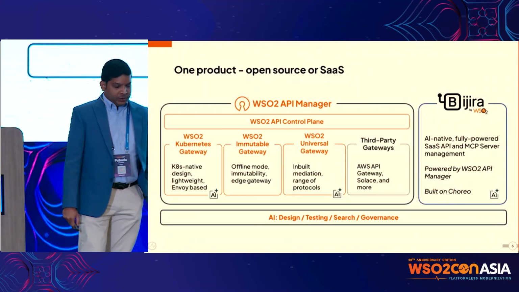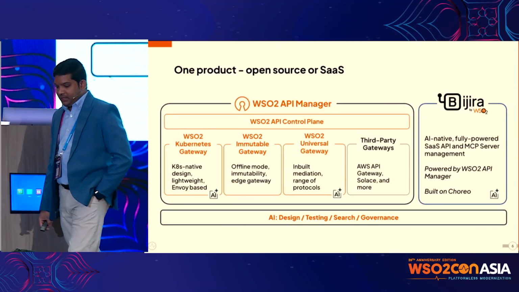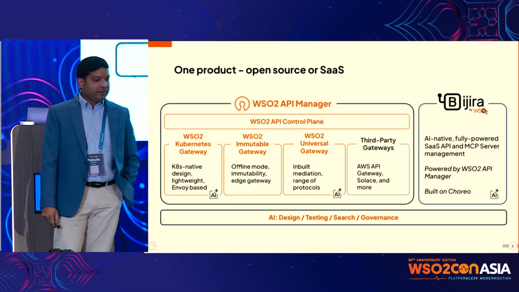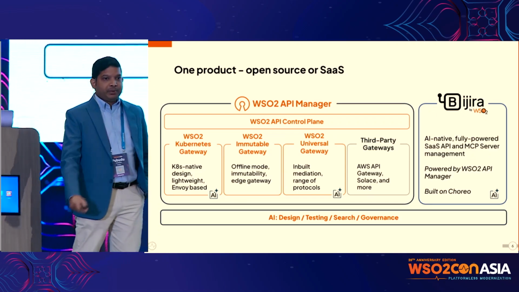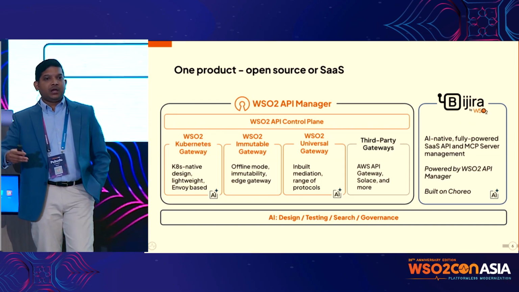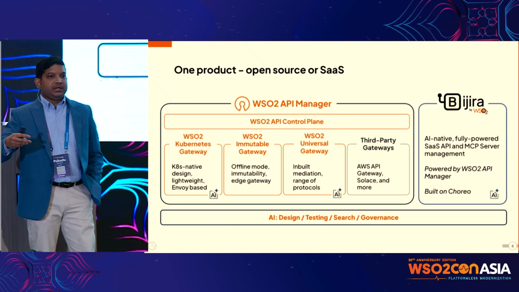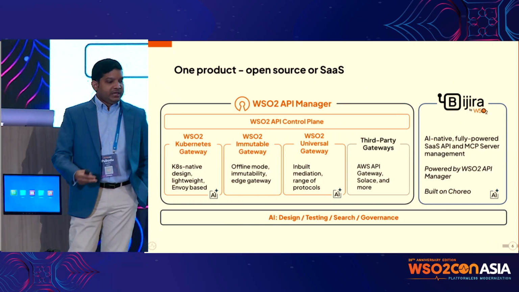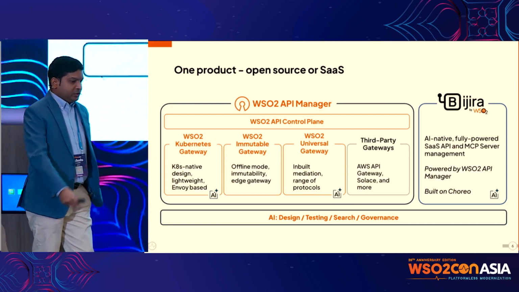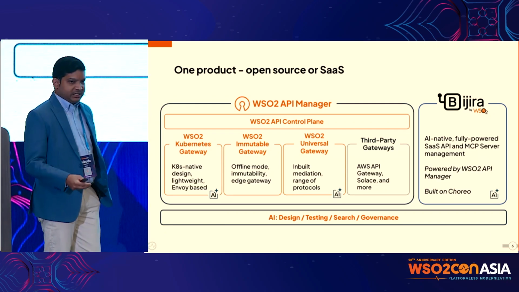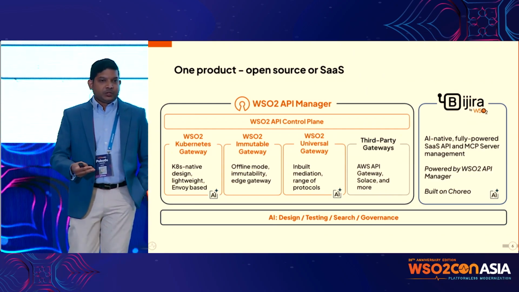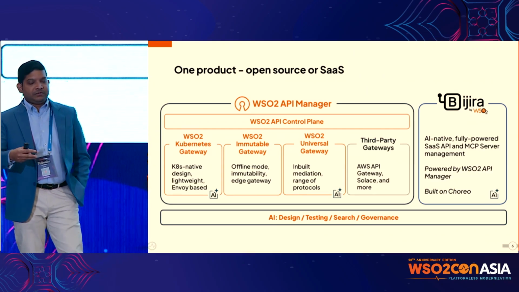Right. So this is one product. One is open source, and the other one is the SaaS offering that we have. So if you take the WSO2 API Manager, we have the WSO2 API control plane. That's where you have all your functionality related to controlling aspects. Then we have three main gateways at WSO2. So the WSO2 Kubernetes gateway is Kubernetes native, which is powered by Envoy proxy. So that is mainly focusing on the Kubernetes infrastructure.